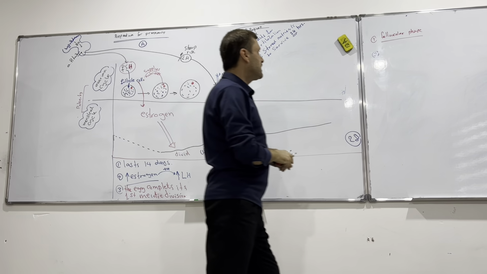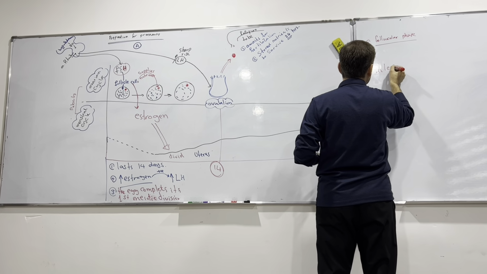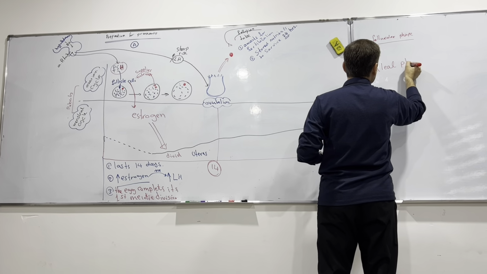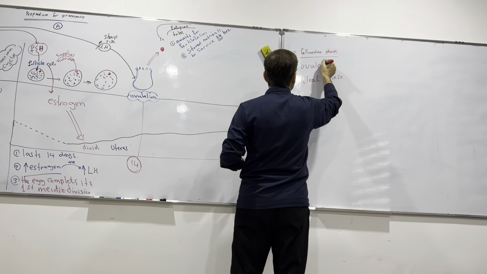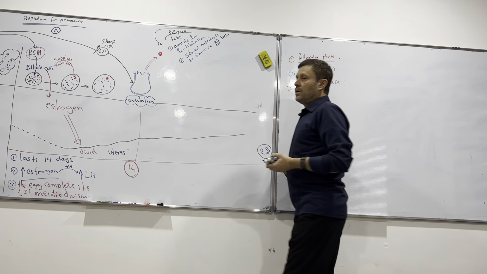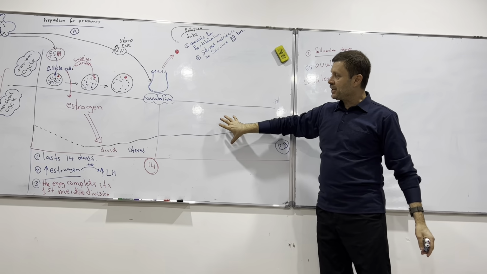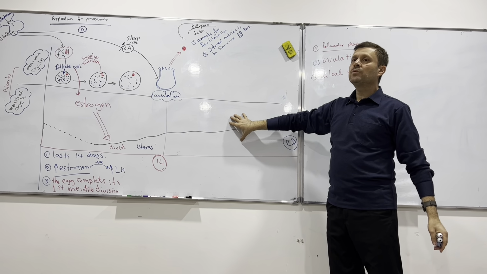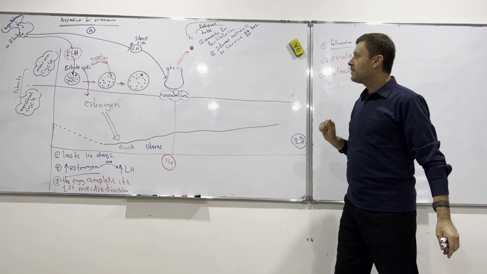What about the third phase? It's called what? The luteal phase. The second is called ovulation. Now again, the third phase is called the luteal phase.